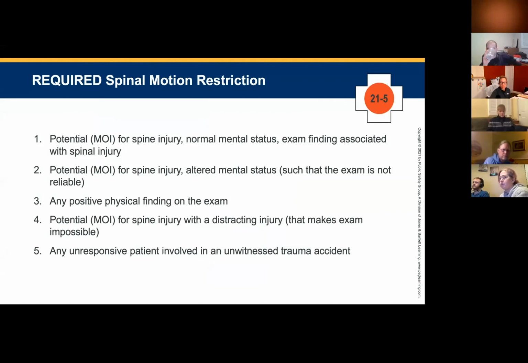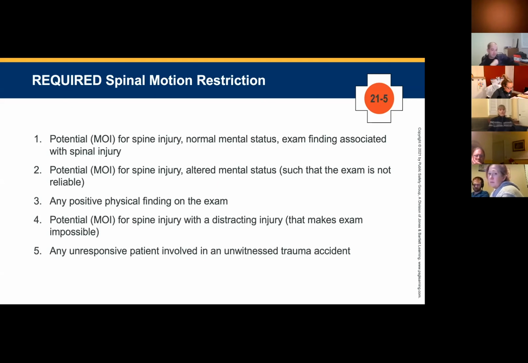They fell greater than 3 feet or fell from a lift. Yeah, so they fall from a lift. Yeah, absolutely. I'm putting them on a collar. How about something physical on your body exam? Swelling or deformity of one of the vertebrae. Okay, so we feel the back of the neck. We feel swelling or deformity.